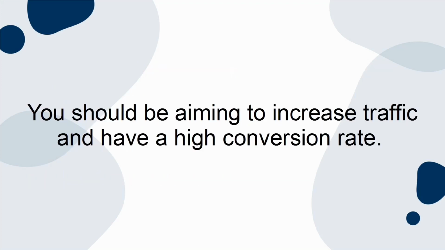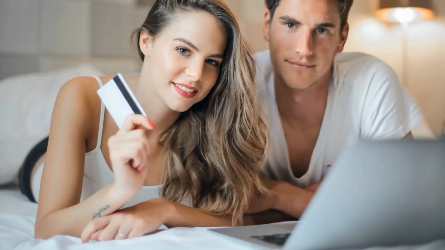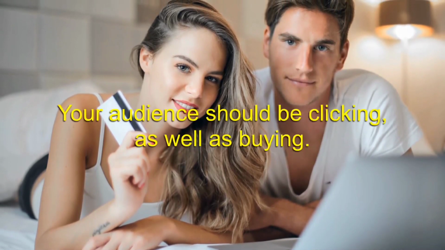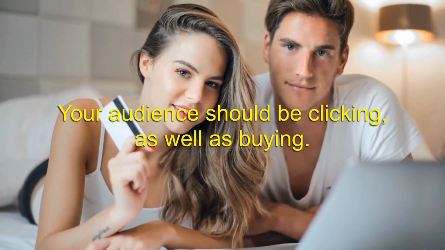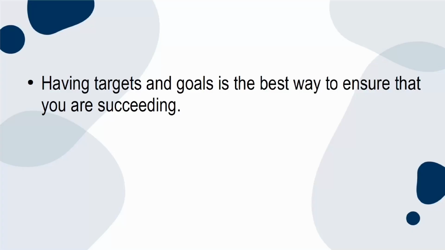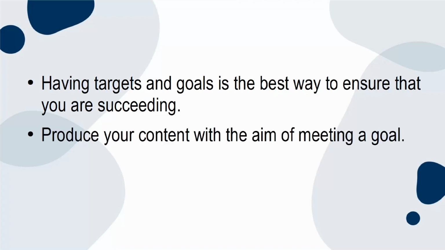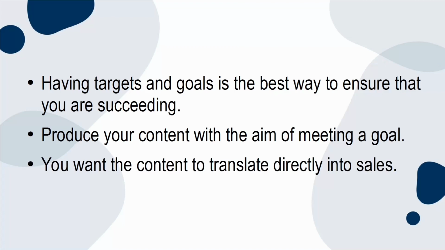You should be aiming to increase traffic and have a high conversion rate. Not only do you want your followers to interact with your content, but it should also lead to sales. Your audience should be clicking as well as buying. Having targets and goals is the best way to ensure that you are succeeding. Produce your content with the aim of meeting a goal. You want the content to translate directly into sales.